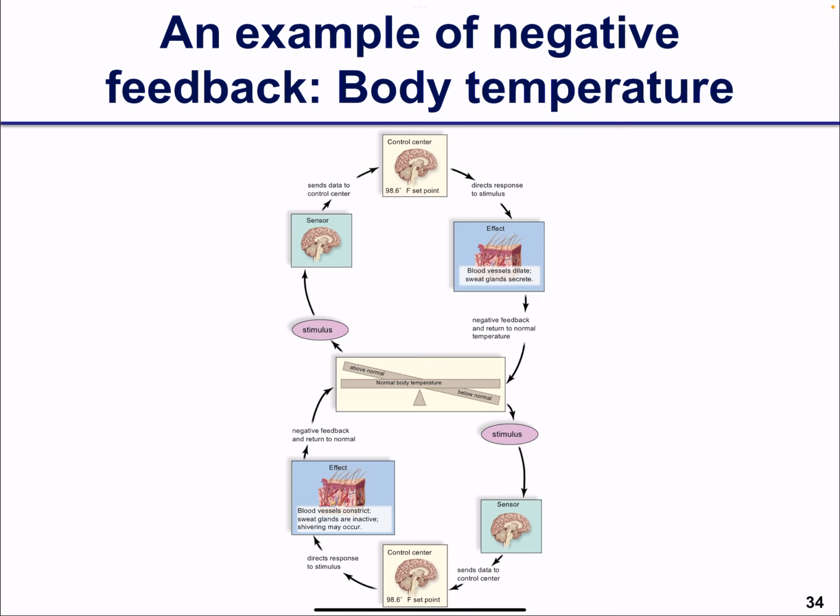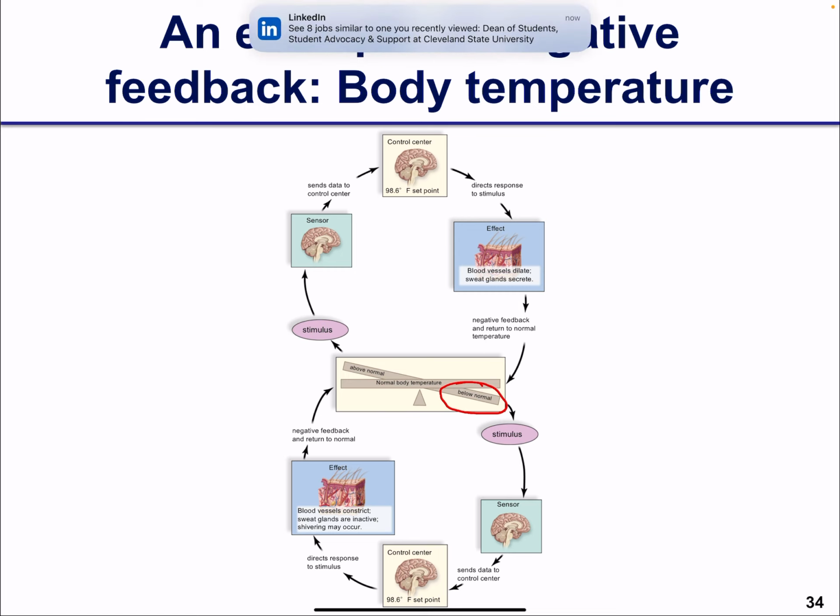Now, an example of negative feedback is body temperature. Right now, it is cold outside. If you go outside without your jacket, it is going to be too cold, so your body temperature will go down. Your normal body temperature is 37 degrees Celsius. If you step out right now without a jacket, your body temperature is going to go below 37 degrees Celsius.